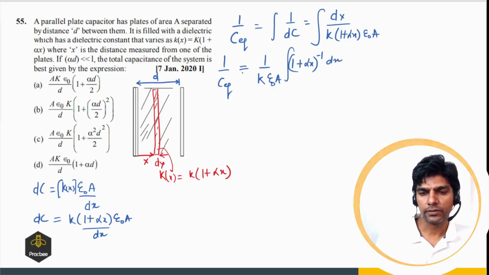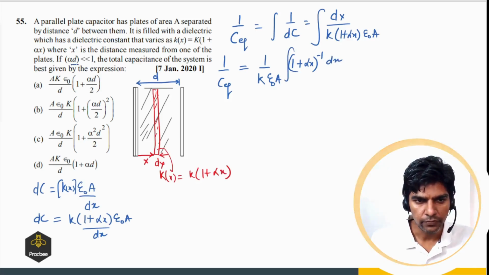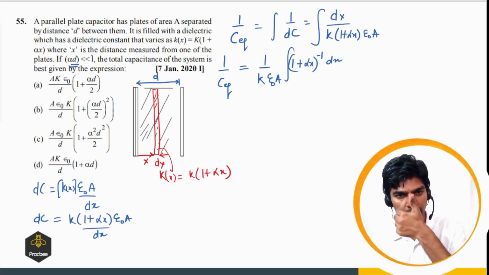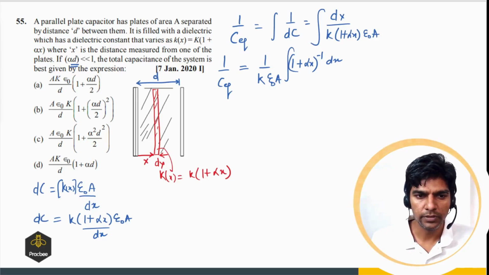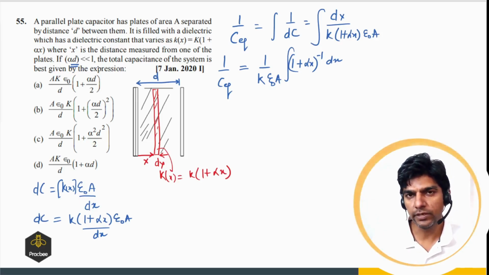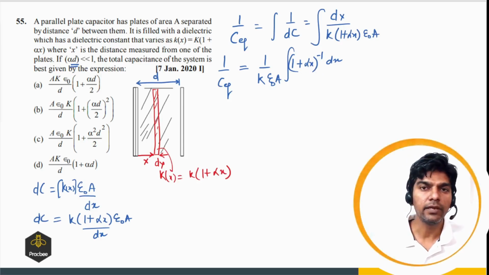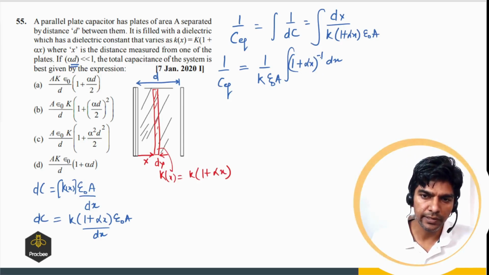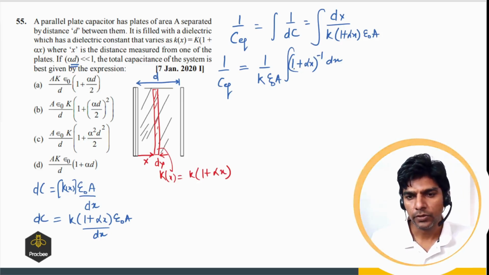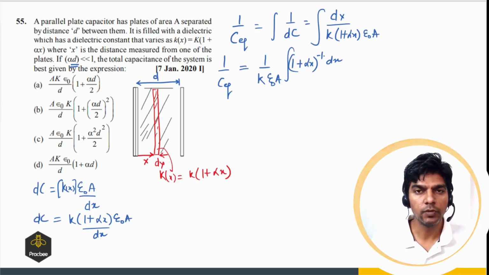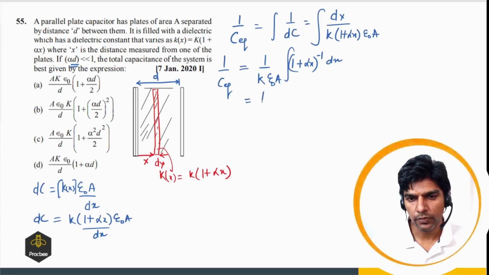Now we have to integrate this, and it is given in the question that alpha d is very small in comparison to 1. So the total capacitance of the system is best given by which expression? If alpha d is very small in comparison to 1, then alpha x is even smaller than 1. So here we can use binomial approximation, so we can bring this negative 1 inside the bracket. So (1 plus alpha x) raised to power minus 1 will become 1 minus alpha x. So this will become 1 upon k epsilon naught A times (1 minus alpha x). Now we have to integrate this.